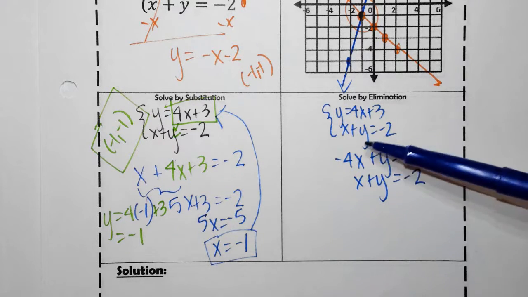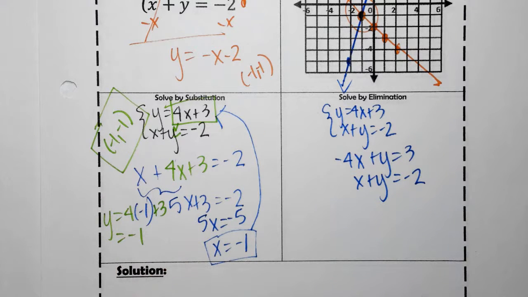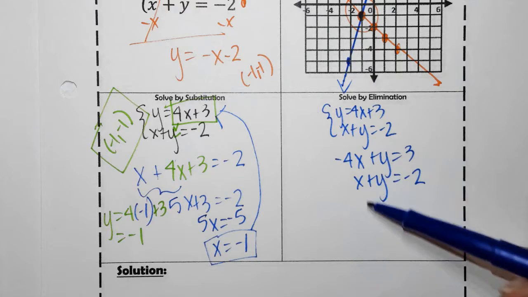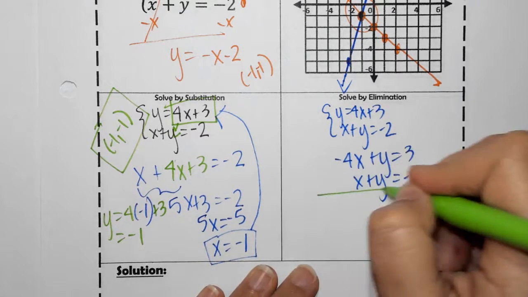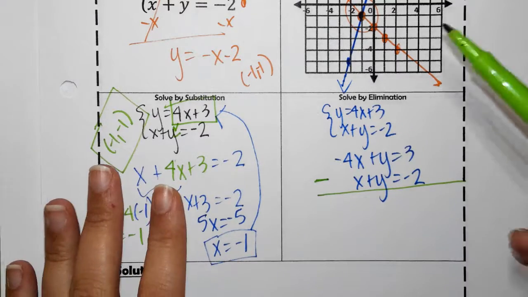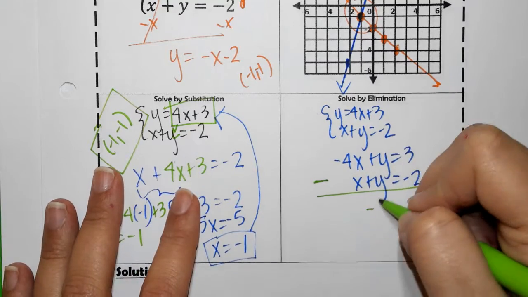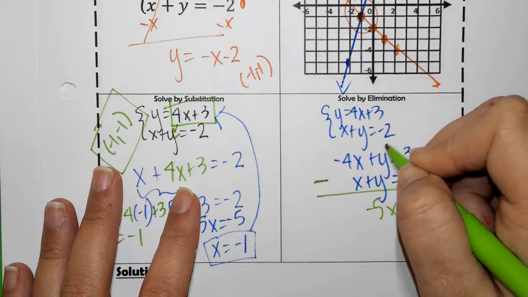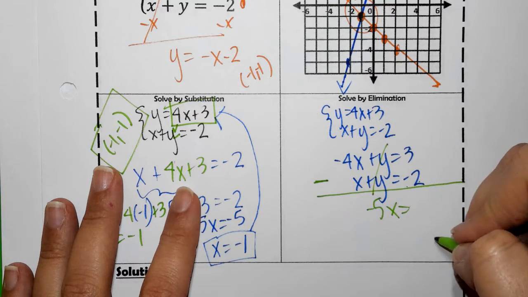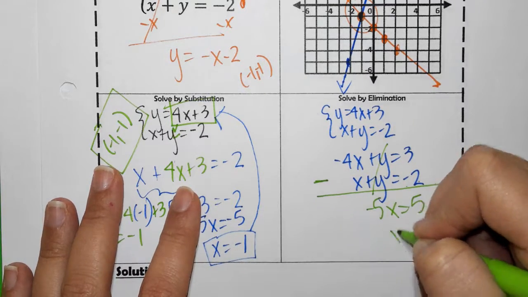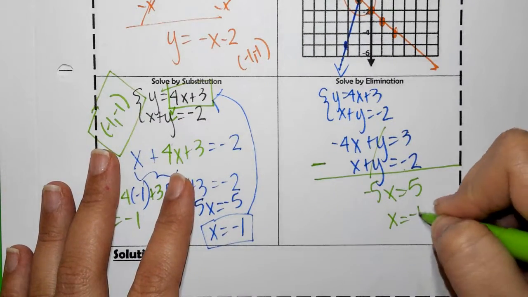Now, do we have a variable that has the same coefficient? Yes, ma'am. Which one? The y. And they're both positive, so do I add or subtract? Subtract. Alright, so everybody subtract. -4 minus 1 gives us what? -5x. Y minus y cancels. And what's 3 minus a -2? 5. Awesome. And if we divide by -5, what does x equal? -1.